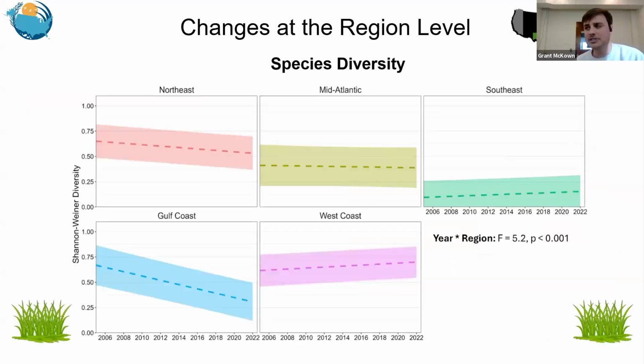Additionally, I also want to highlight species diversity as well. I found this result really interesting: if you're looking at Shannon-Wiener diversity over time, we saw that the Northeast and the Gulf Coast, on top of losing vegetation cover, were also losing species diversity in general across their sites. Again, the Mid-Atlantic was quite stable, and the West Coast and the Southeast actually saw gains in their species diversity.